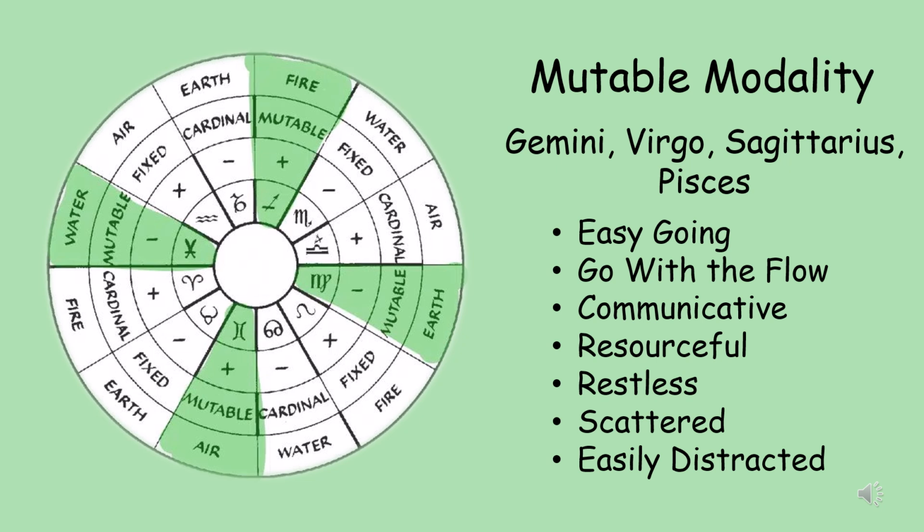Mutable signs can be easygoing. They find it easy to go with the flow. They can be communicative and resourceful. However, they can also tend towards restlessness, being somewhat scattered and easily distracted.